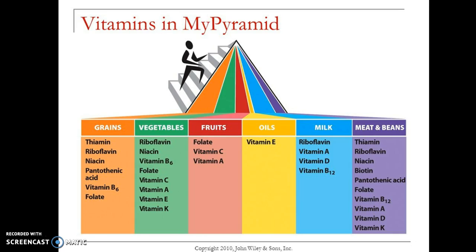So as you can see here, this is a little bit of an old slide. I used my pyramid slide because I couldn't find a good enough one with Choose My Plate. But as you can see, when we look at the different food groups, different types of foods contain different types of vitamins. So here, all of the vitamins that you might not recognize are B vitamins. There are 8 B vitamins, including niacin, thiamine, riboflavin, pantothenic acid, biotin, B6, folate, and B12. Those are all water-soluble vitamins.